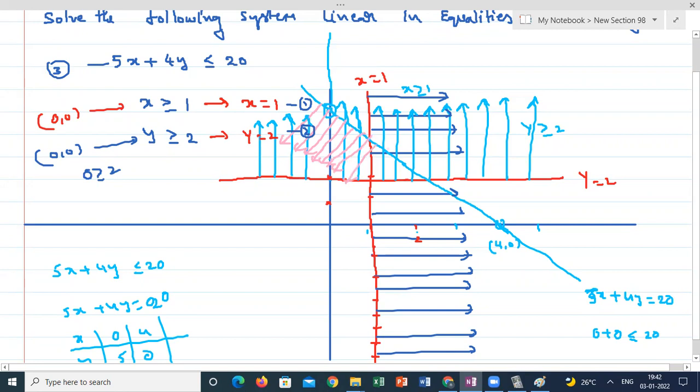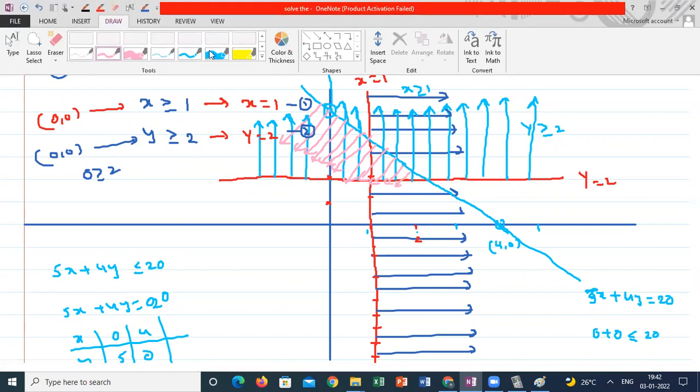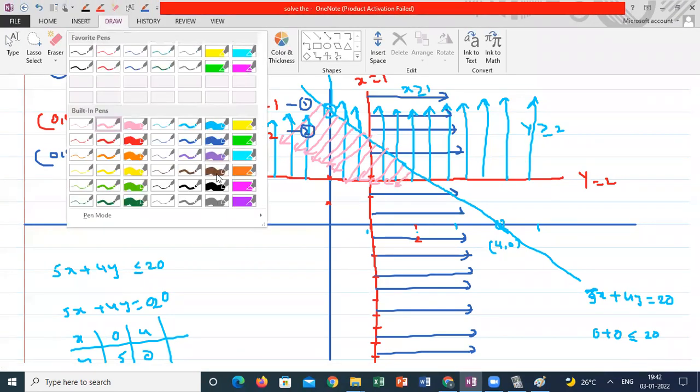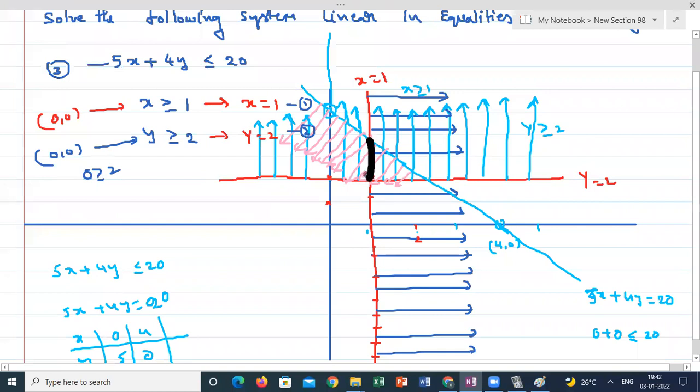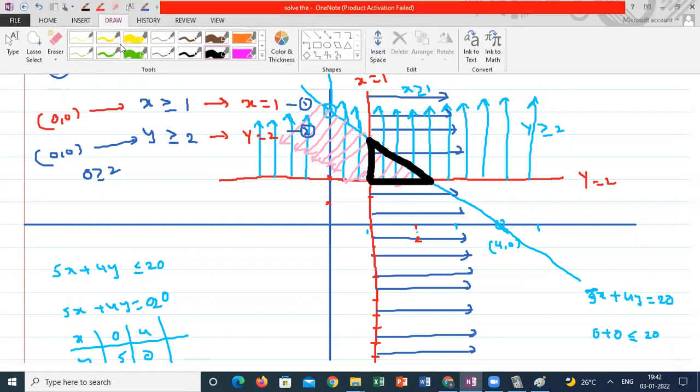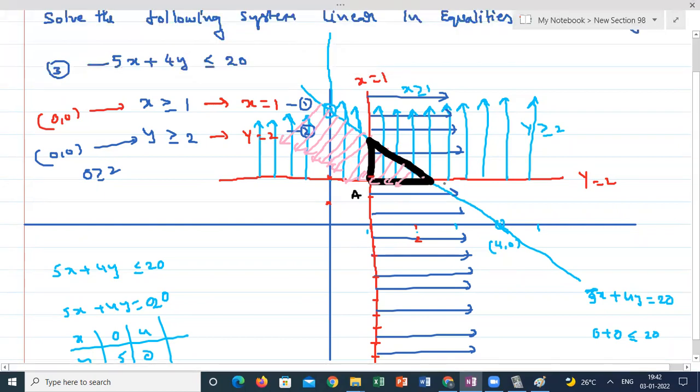So how can I explain the solution set here? The solution set is here. It looks a little confusing, but actually this triangle, including the points on the triangle, is the solution set. Suppose this is a triangle A, B, C. AB is the line y greater than or equal to 2, AC is the line x greater than or equal to 1, and BC is the line 5x plus 4y less than or equal to 20.